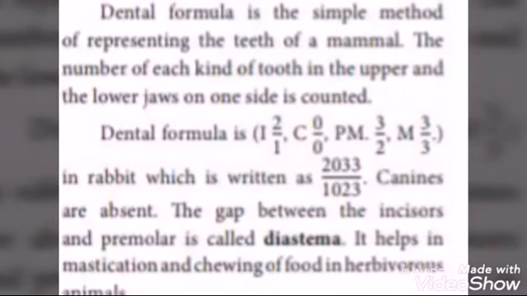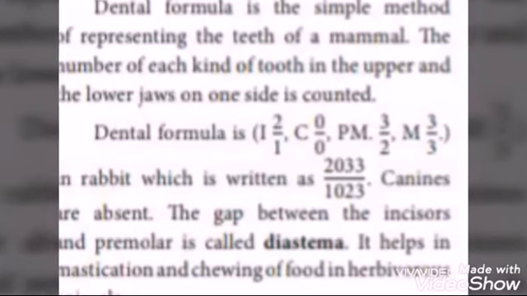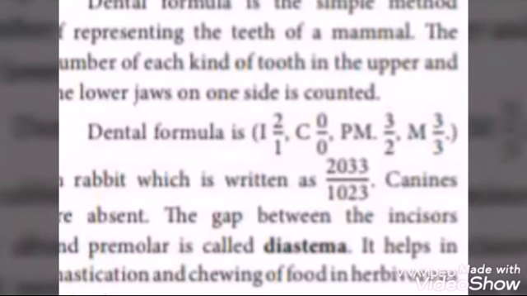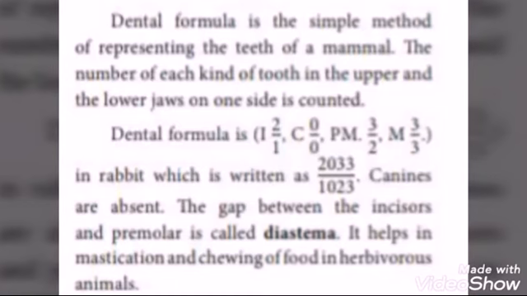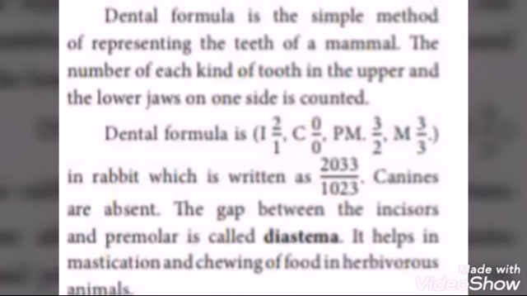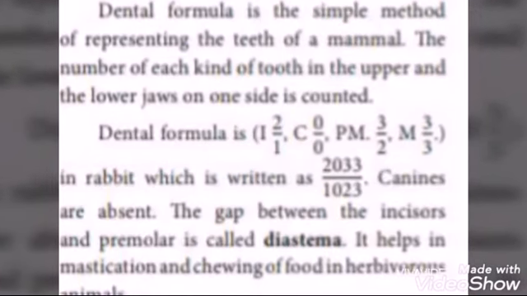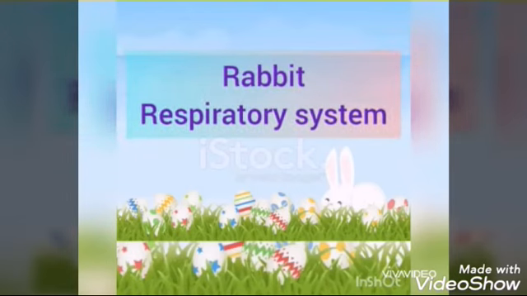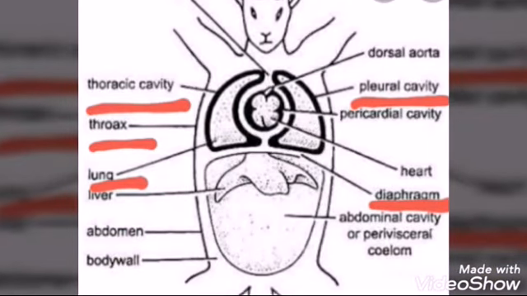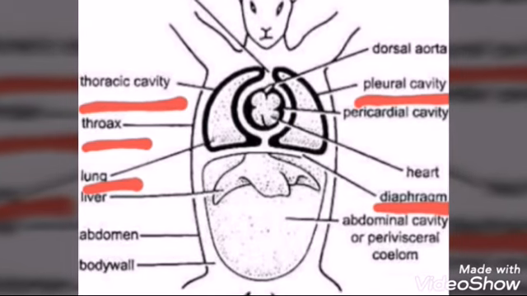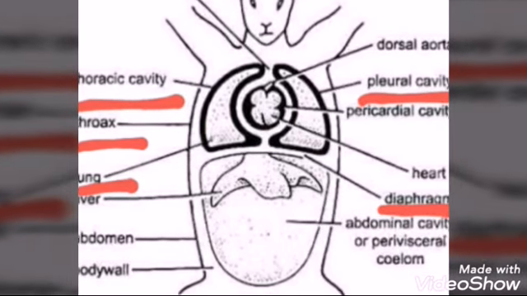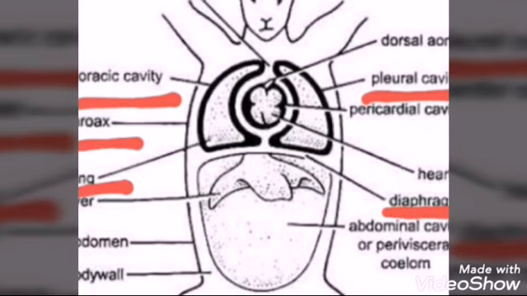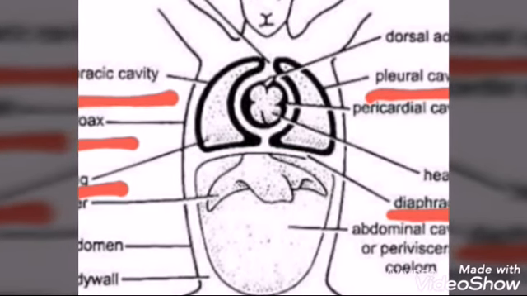Canines are absent. The gap between the incisors and premolar is called diastema. It helps in mastication and chewing of food in herbivorous animals. Next topic, rabbit respiratory system. Respiration takes place by a pair of lungs. The lungs are made up of spongy tissues. They are enclosed in thoracic cavity.